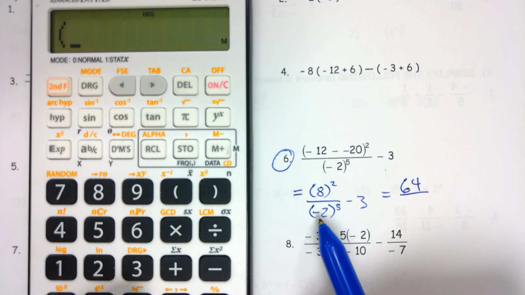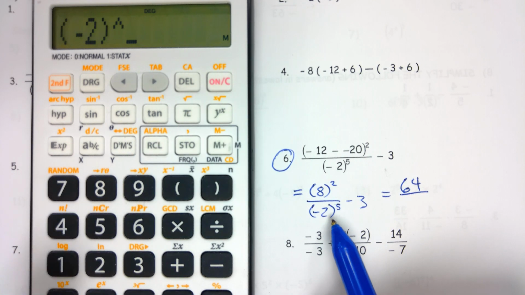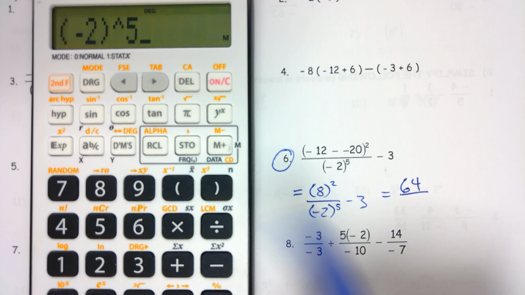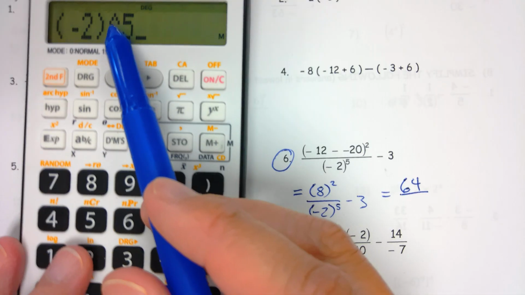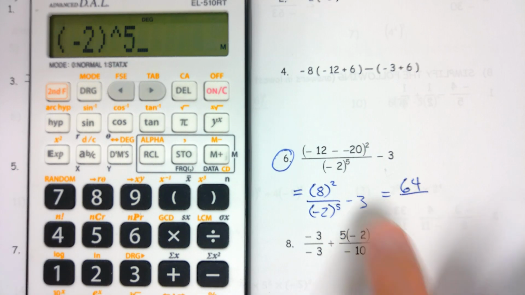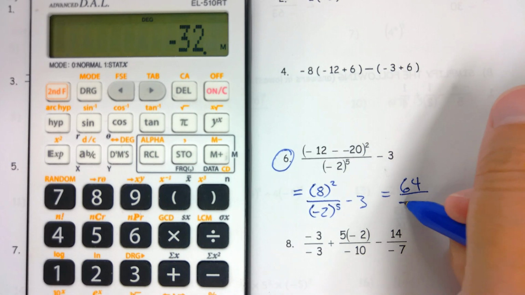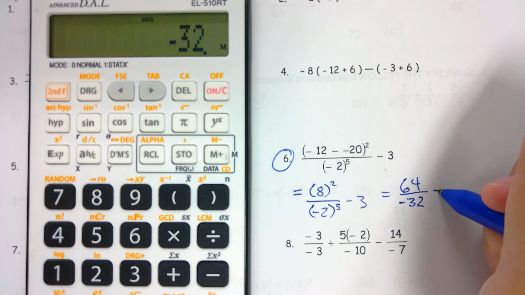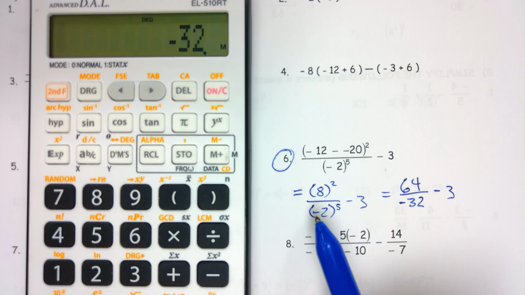Put in a bracket, negative 2, close the bracket, exponent 5. This is the exponent button, or sometimes it's a button like this on your calculator, either the hat or this y to the x button. So this will give you the answer negative 32. It's important to put the brackets because otherwise it could be a difference between positive and negative.